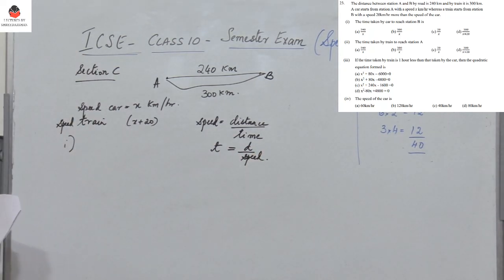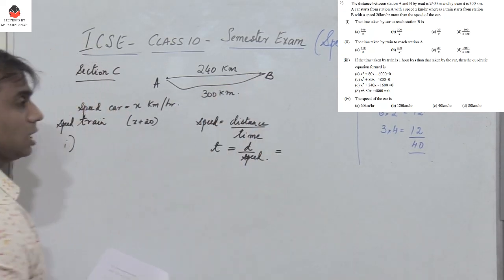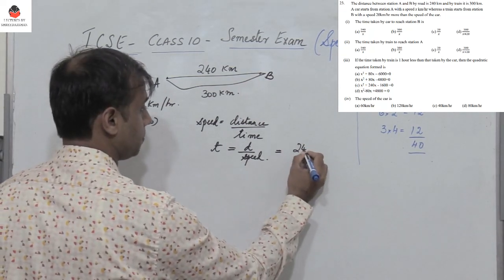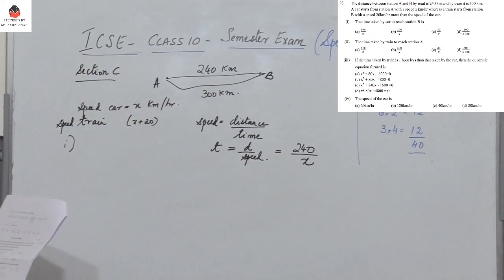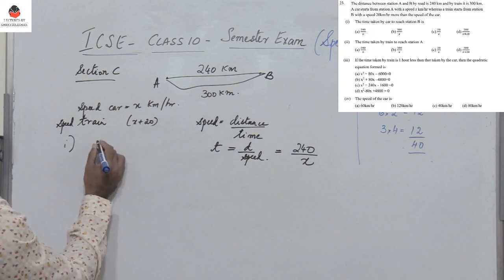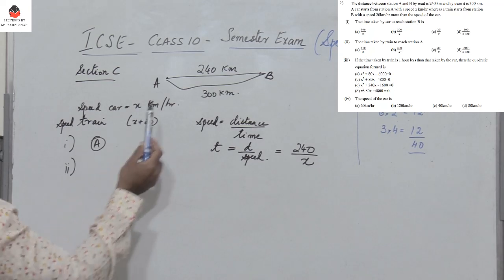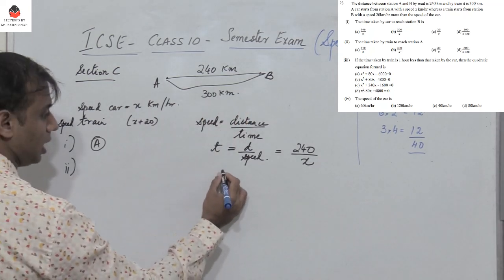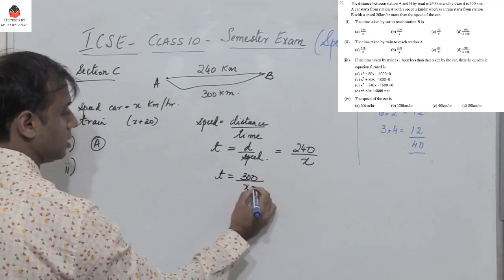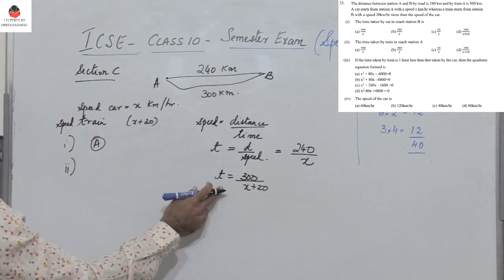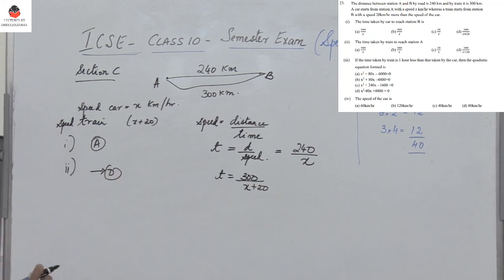So the first one, we need to find the time taken by the car to reach B. Now what is the distance? The car is traveling by road, so the total distance is 240 and the speed is x. So 240 by x is the time taken by the car to reach station B. So the right option is option A. Second one, what is the time taken by the train to reach A? So definitely again you have t equals distance is 300 divided by speed of the train is x plus 20. So this corresponds to option D, right? So 300 divided by x plus 20 is option D.